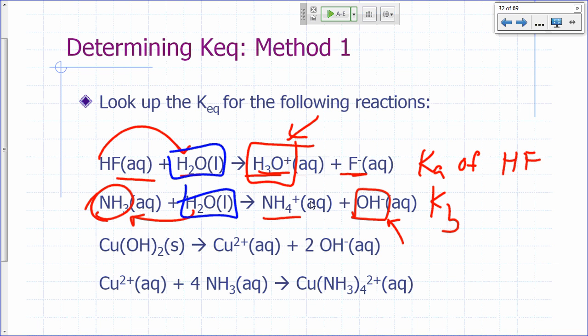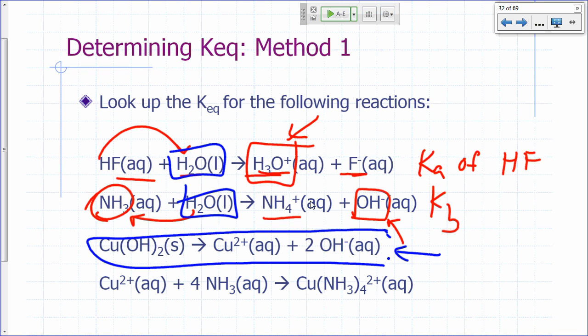How about the third one? What would you be looking at if I wanted you to find the equilibrium constant for this reaction? Dealing with a solid, giving you ions in solution: Ksp. This is the Ksp of the solid, right? So you'll be looking at the Ksp of copper hydroxide. You look for tables of Ksp values, and look for copper hydroxide.